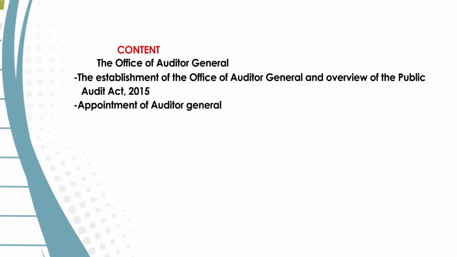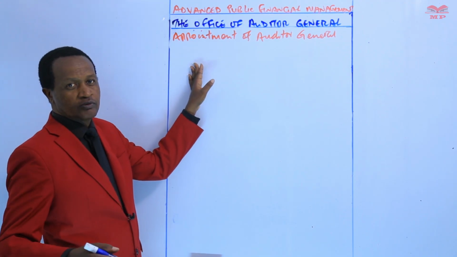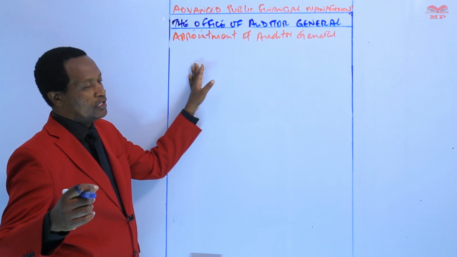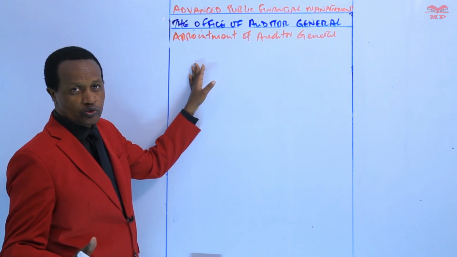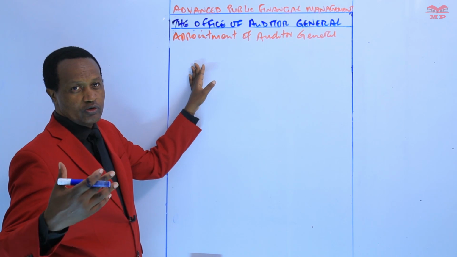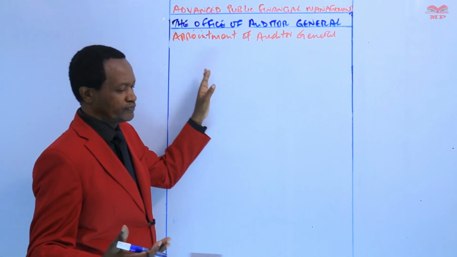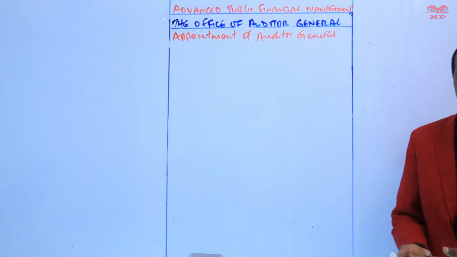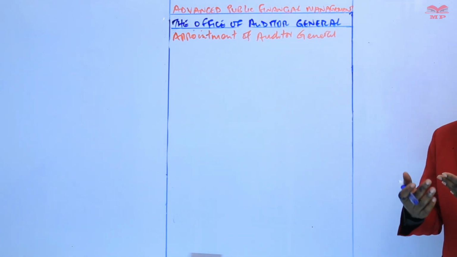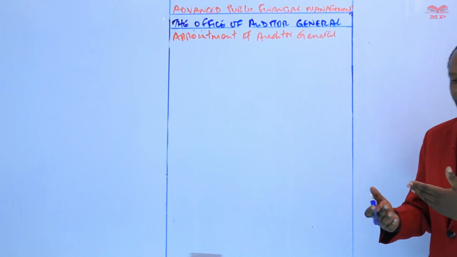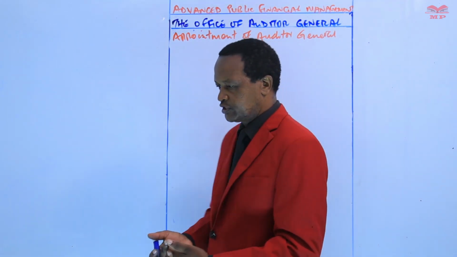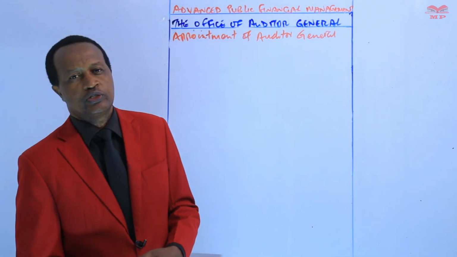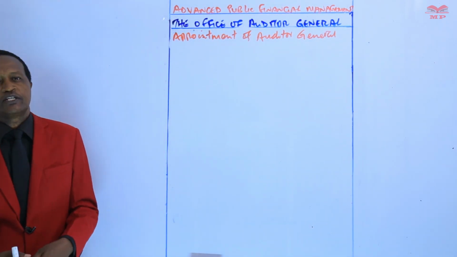Today, our focus will be on the appointment process of the Auditor General, who is crucial. The Auditor General of Kenya, as an individual, represents the office of the Auditor General, which is an independent office that is established by the Constitution to ensure accountability in the use of public funds.